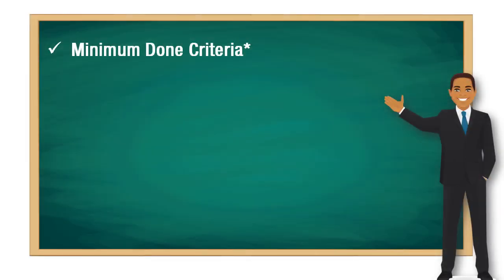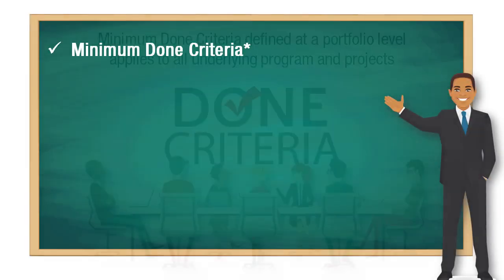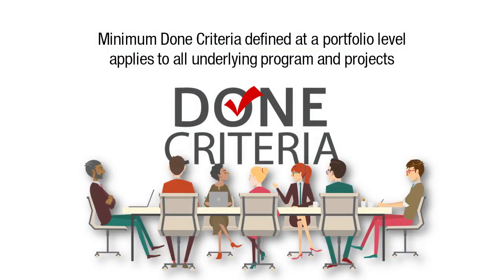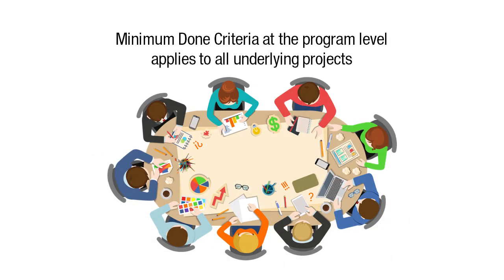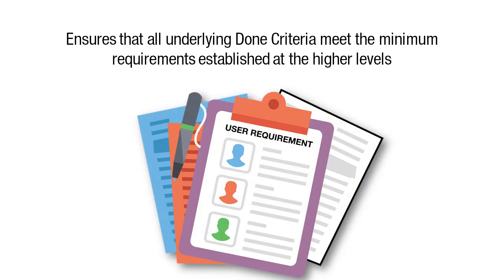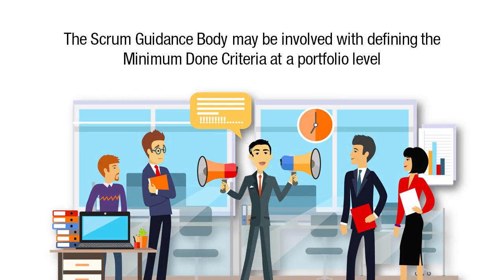The first output is Minimum Done Criteria. The minimum done criteria defined at the portfolio level applies to all underlying programs and projects. Similarly, the minimum done criteria at the program level applies to all underlying projects. The cascading set of done criteria ensures that all underlying done criteria meet the minimum requirements established at the higher levels. The Scrum guidance body may be involved with defining the minimum done criteria at a portfolio level.